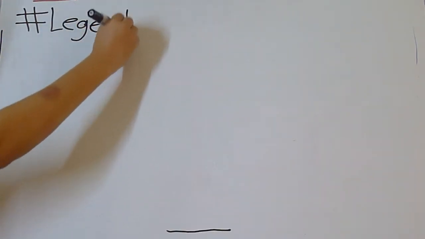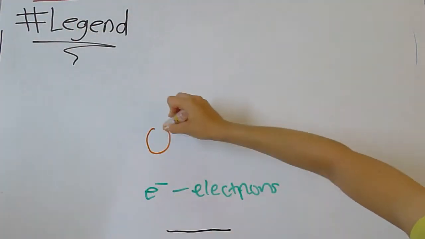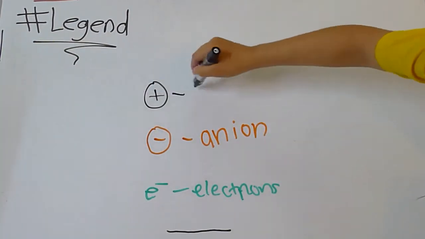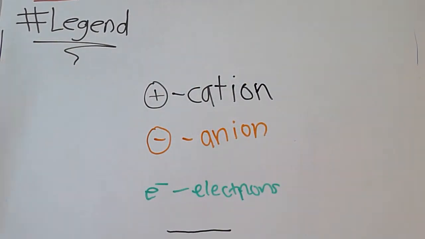Firstly, before we start the video, we have some legends that we'd like to share. The electron, which is the e-, the minus, which is the anion, and the plus, which is the cation.